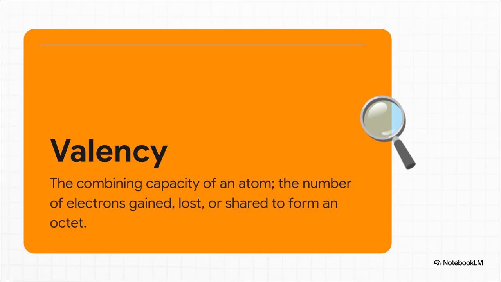And finally, we have valency. This is all about how friendly an atom is, how it combines with other atoms. Remember the octet rule, that atoms want 8 electrons in their outer shell? Well, valency is just the number of electrons an atom will gain, lose, or share to get those 8 electrons and become stable. It's basically its combining capacity.